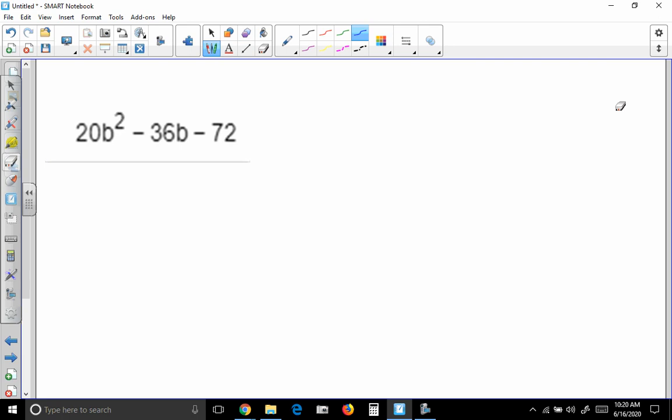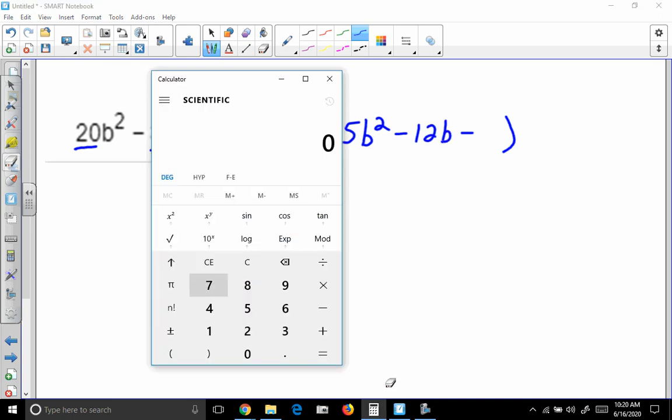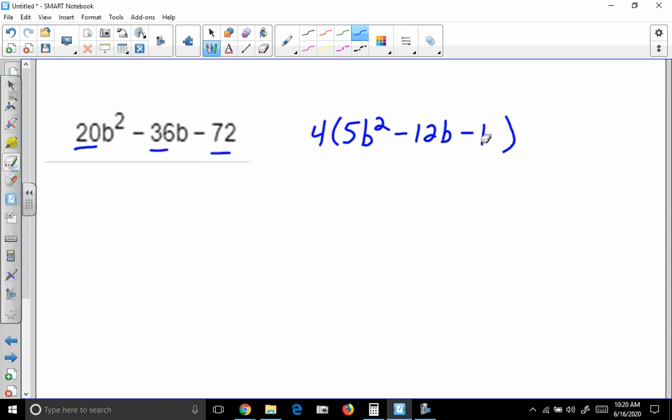They're all even, so 2 goes into all of them, but there's also a larger number that goes into all of them. If you divide each of these by 4, all of those are divisible by 4. So we can pull a 4 out. 20 is 4 times 5. 36 is 4 times 12. And if you don't know how many times 4 goes into 72, you could just do 72 divided by 4. That one's 18.